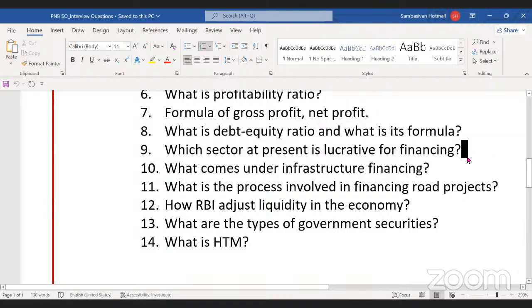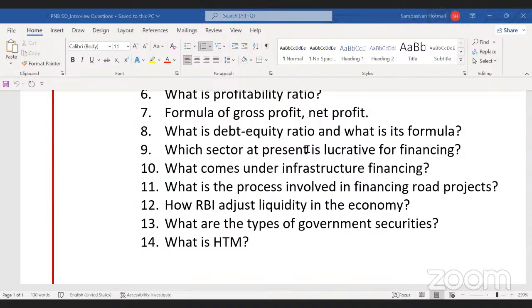What comes under infrastructure financing? Then what is the process involved in financing road projects? How does the Reserve Bank of India adjust liquidity in the economy? What are the types of government securities? Then what is HTM? I don't know what this HTM is.